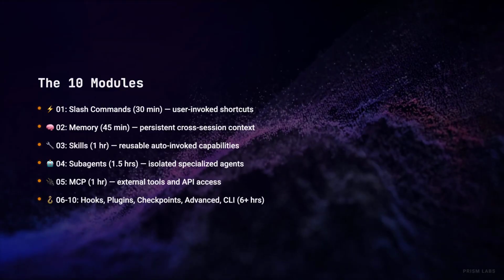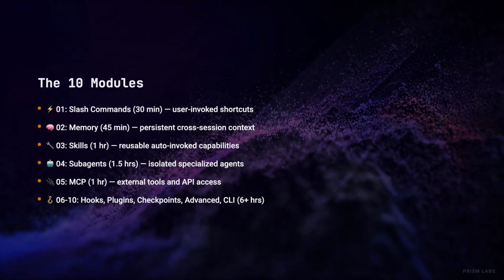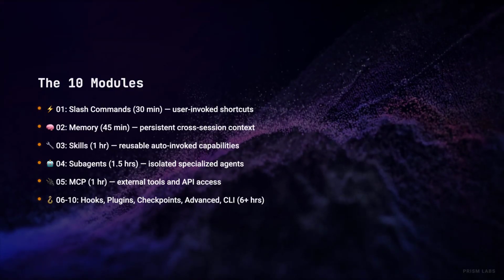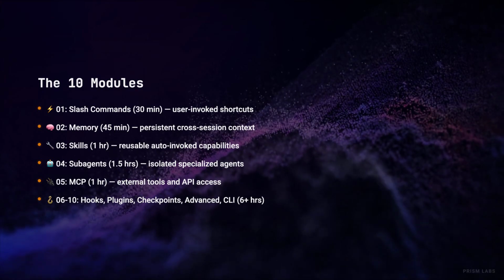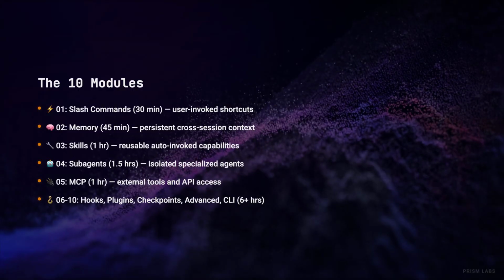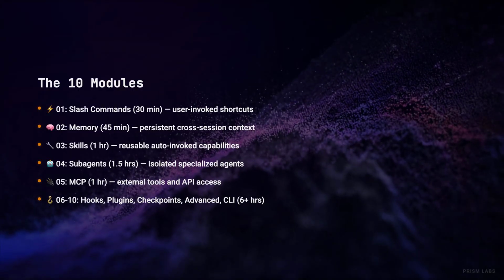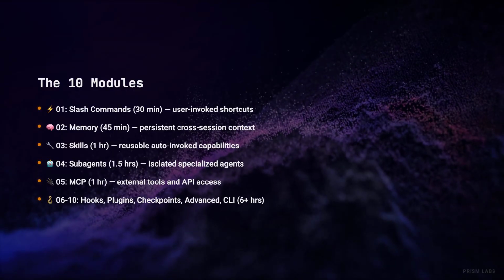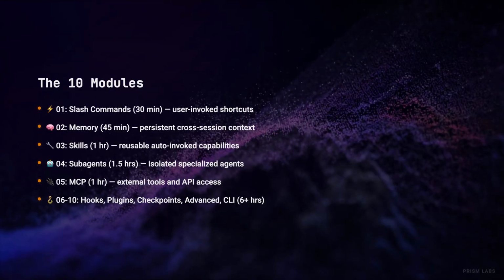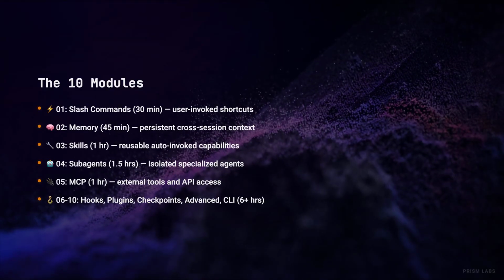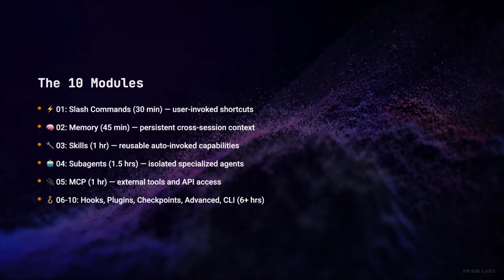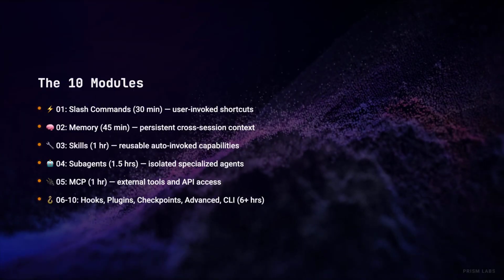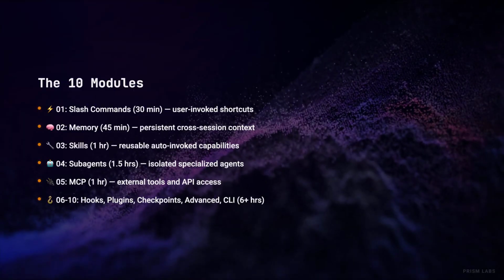Module 6 is hooks, 1 hour on event-driven shell command automation across 25+ events. Module 7 is plugins, 2 hours on bundled feature collections. Module 8 is checkpoints, 45 minutes on session snapshots and conversation rewind. Module 9 is advanced features, 2 to 3 hours on planning mode, extended thinking, and background tasks. And Module 10 is the CLI reference, 30 minutes on terminal commands and scripting. Each module builds on the previous ones, so by Module 10, you understand how all the features work together.